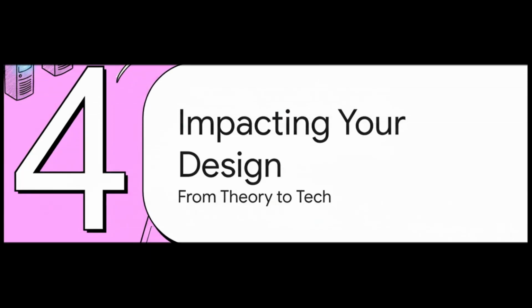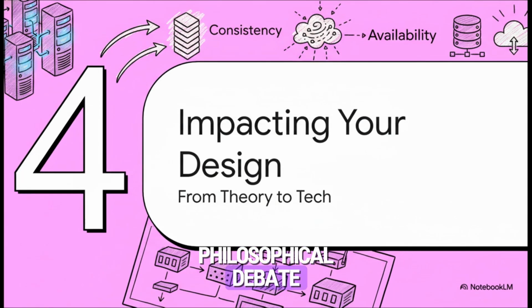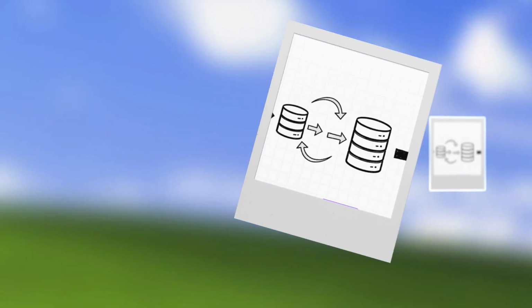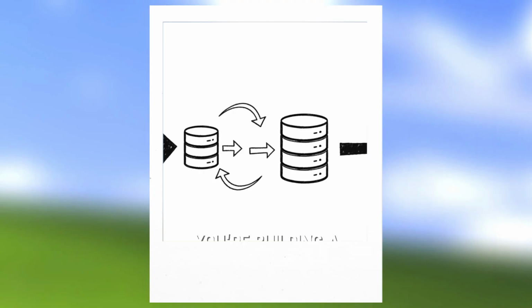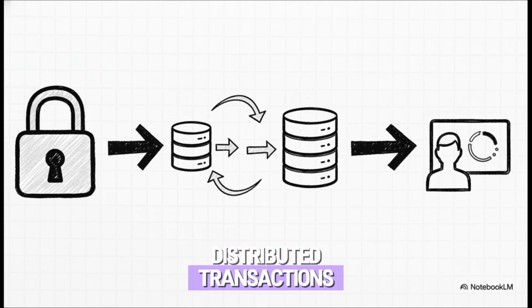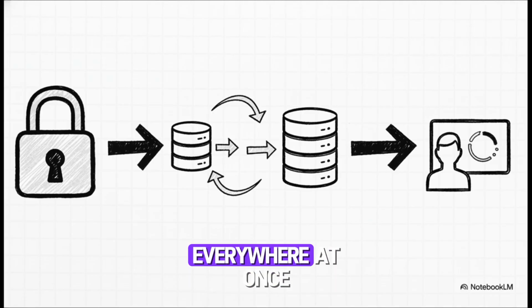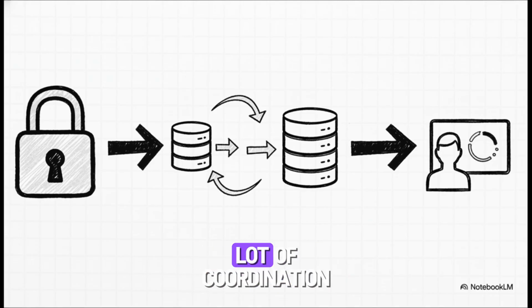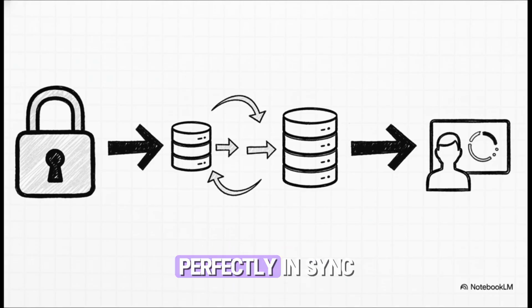Okay, so you've made your choice, but this isn't just a philosophical debate. This decision has a huge, direct impact on the technologies you're going to use. If you go down the consistency path, you're building a system that's all about data integrity. You'll probably use things like distributed transactions to make sure updates happen everywhere at once. This can sometimes mean things are a little slower because the system has to do a lot of coordination to keep everything perfectly in sync.